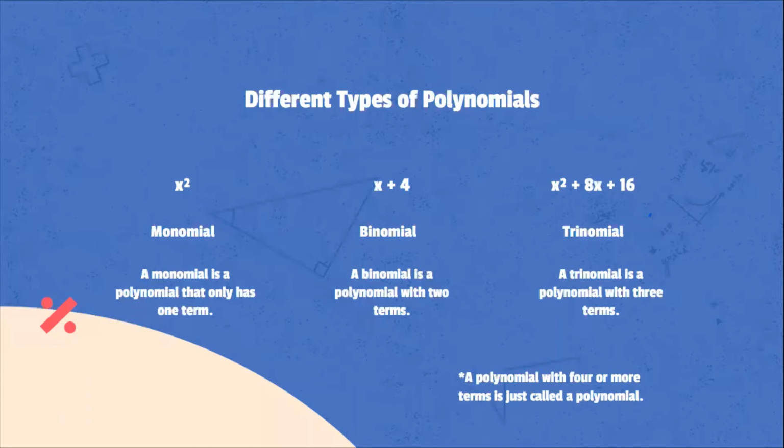Now, there are many different types of polynomials, but the three main ones that we're going to be focusing on today are a monomial, a binomial, and a trinomial. A monomial is a polynomial that only has one term. So in this example, the one term is x squared.